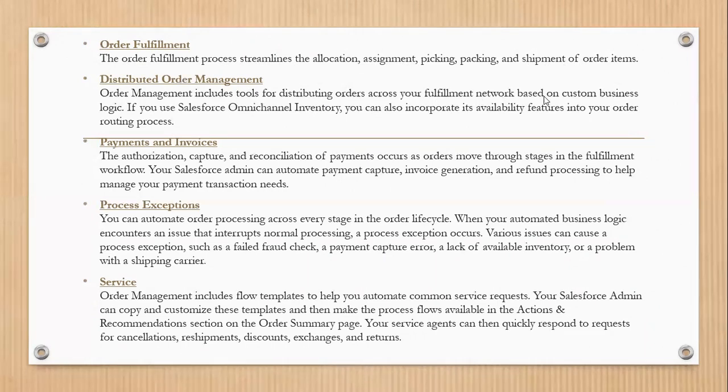You can run the fulfillment network on custom business logic. If you use Salesforce Omni Channel Inventory, you can consider incorporating the availability features into your order routing process. Next, payment and invoice: the authorization, capture, and cancellation of the payment as orders move through the stages of the fulfillment workflow.